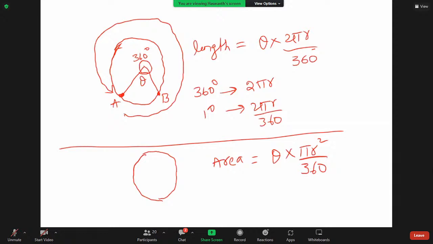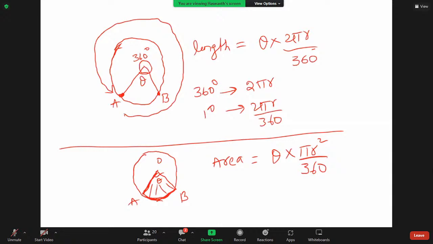Sector area means the area covered between the arc and the radii of the circle. So the area covered between arc and radius of the circle, we call it sector area, this particular area. So if this sector subtends an angle theta at the center, then the area of this sector is theta into pi r square by 360.